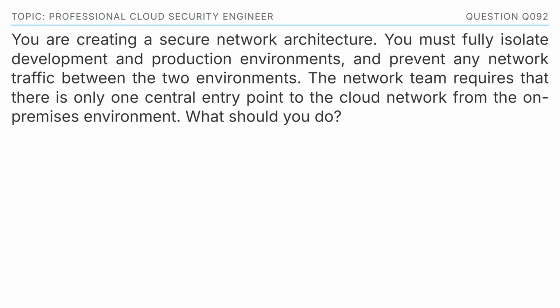You are creating a secure network architecture. You must fully isolate development and production environments, and prevent any network traffic between the two environments. The network team requires that there is only one central entry point to the cloud network from the on-premises environment. What should you do?